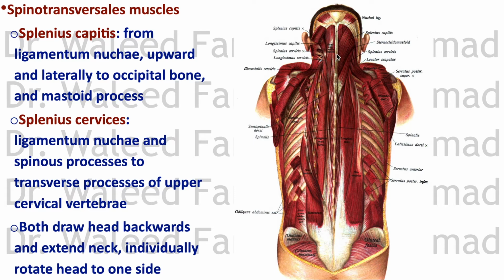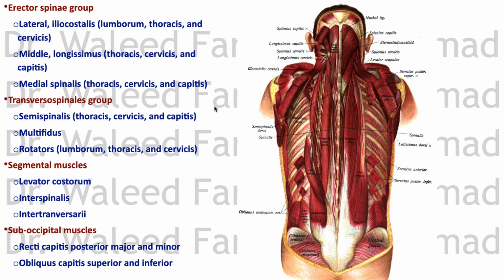Of course, you know the rotation, where does it occur? In which joint? The atlantoaxial joint, exactly, between the axis and the atlas.